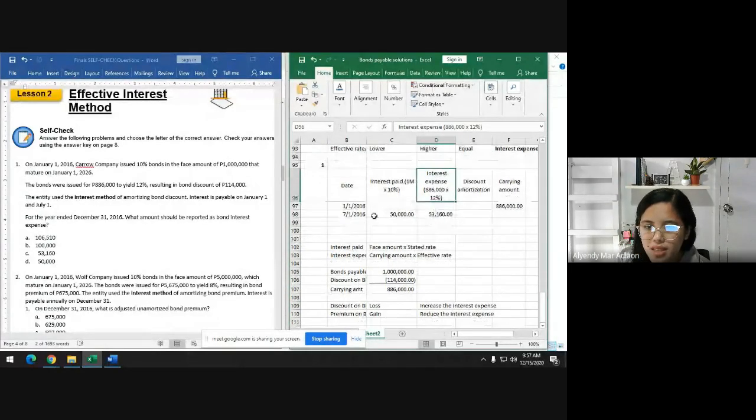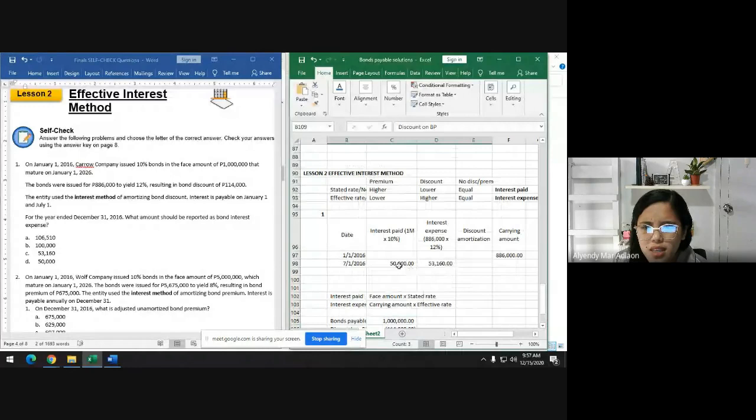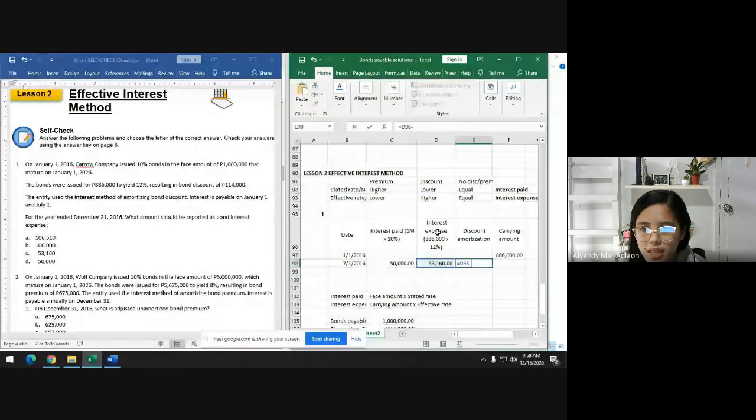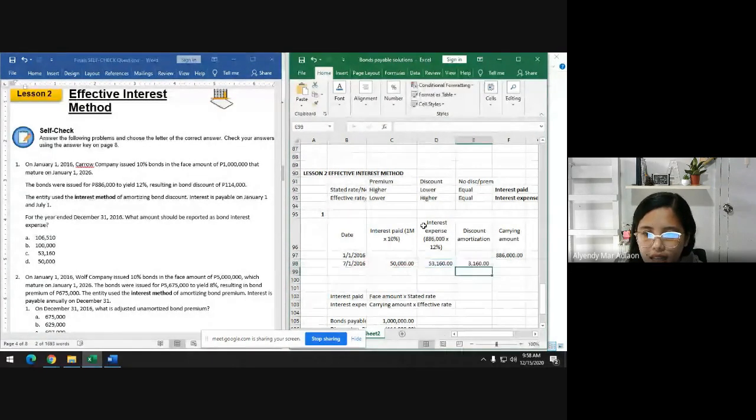Now, what is the effect of the discount? The effect of the discount is a loss on our part because it would increase our interest expense. Our interest paid is only 50,000, but because of the discount, it increased to 53,160. So what we pay is 50,000, but because of the discount amortization, the expense is 53,160. So how do we compute the discount amortization? The interest expense minus the interest paid. That is 3,160.